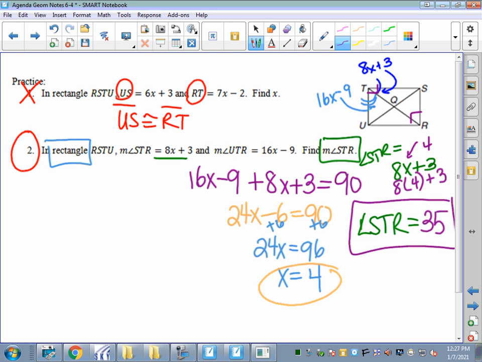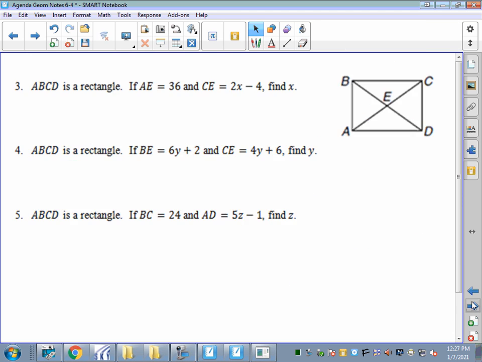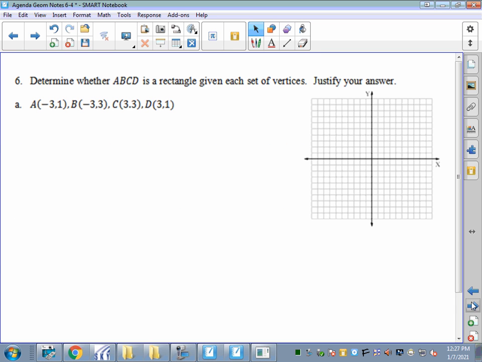It just feels a lot like those old ones where are they congruent or do they add up to something? So we can do that with segments and angles. So that's what these problems are going to feel like. So I'm going to just skip down to the coordinate plane one. It says determine whether quadrilateral ABCD is a rectangle given each set of vertices. Justify your answer. Let's actually go to letter 6B.